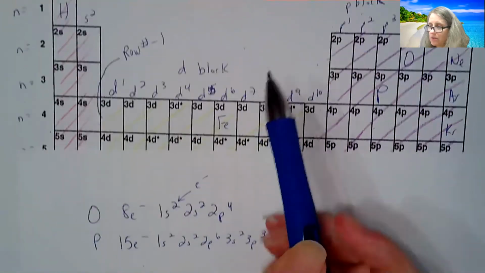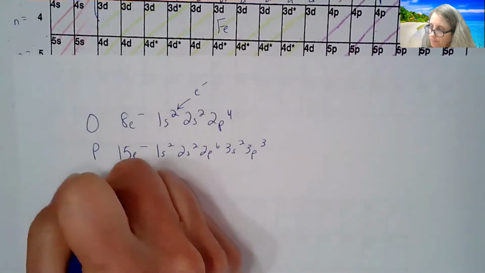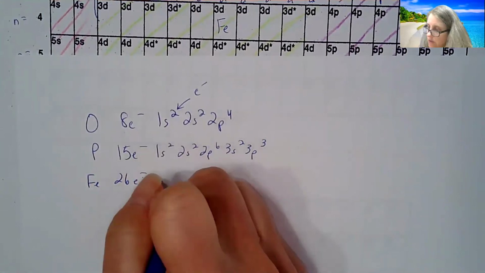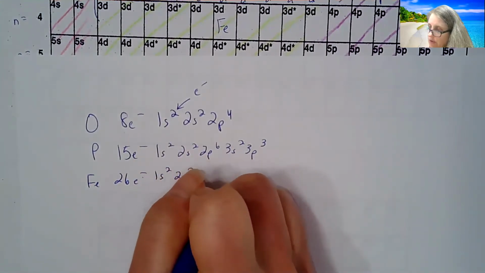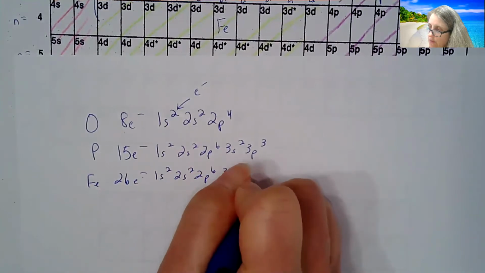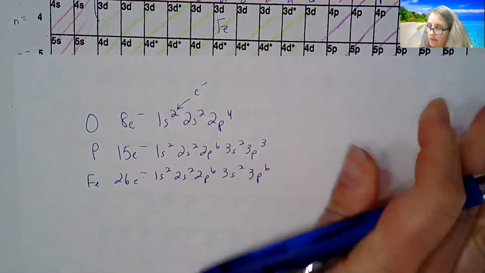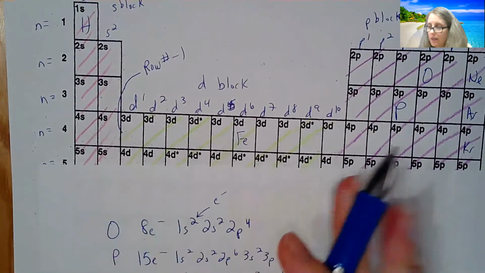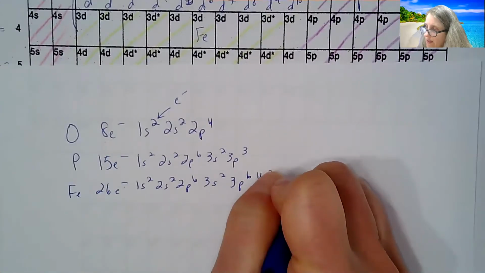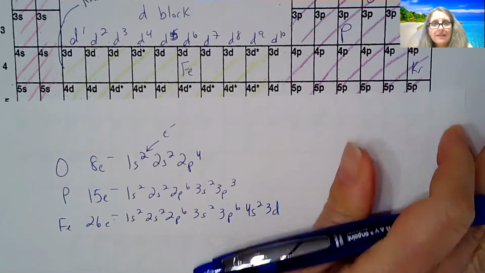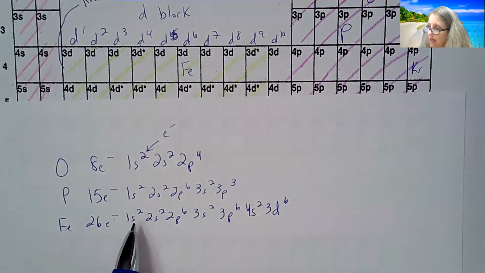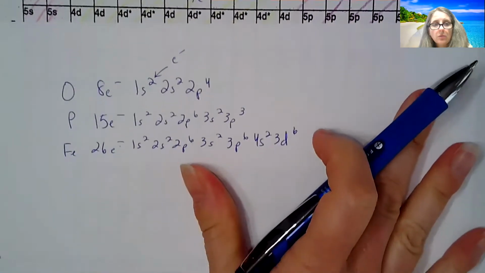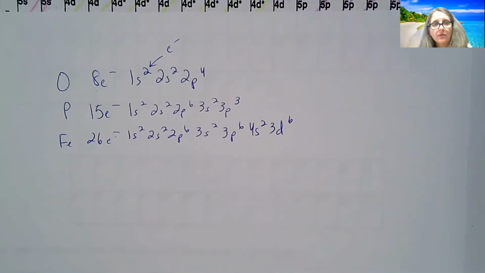So write out Fe. It has 26 electrons. So again, starting at the top, 1s2, 2s2, 2p6, 3s2, 3p6. Again, this is where it gets interesting. In the 4th row, it goes 4s2, then it goes back to the D into 3d6. Again, if you add up all of the superscripts here, you will end up with 26 electrons.